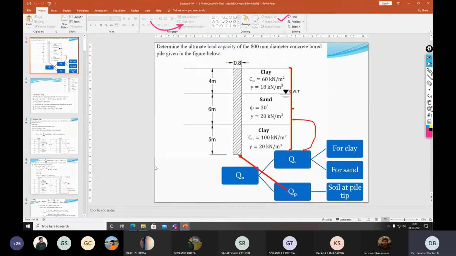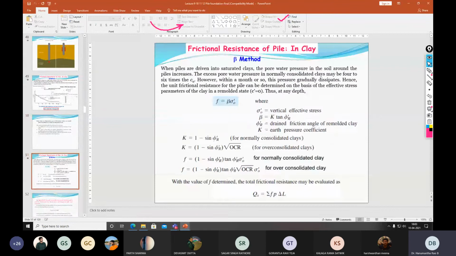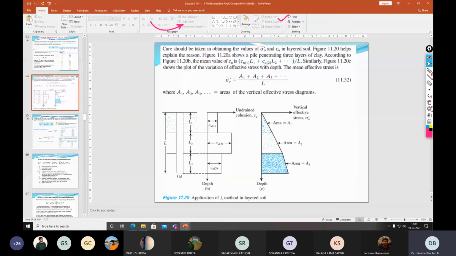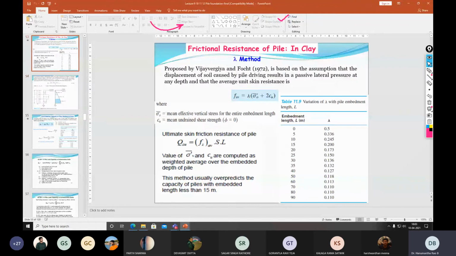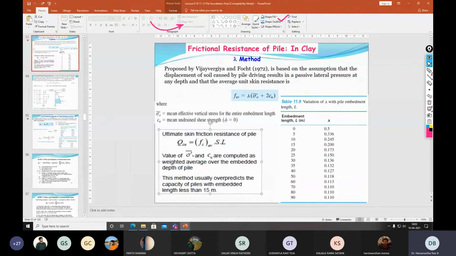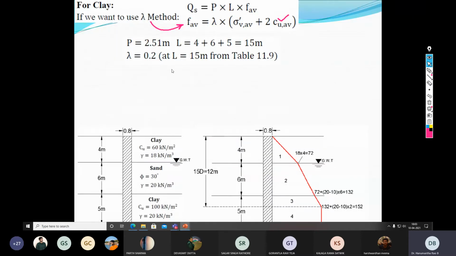Let us go to the skin friction table, the lambda method. Now here the given length of pile is 15 meter. So for 15 meter, the lambda value is 0.2. So lambda is equal to 0.2 for the pile length of 15 meter. So from the table we picked it up. So no issue. Now the lambda value is known.